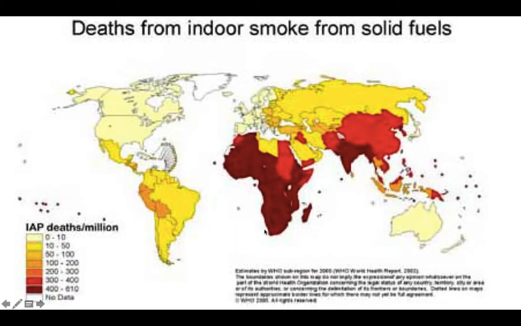This is a map showing the number of deaths from indoor air pollution. You can see the developing countries are in red, meaning that they see the most deaths per million people due to indoor air pollution. Meanwhile, the United States is doing pretty good, and some lesser developed countries than the United States are still struggling a little bit, but they're working their way towards cleaner indoor air.